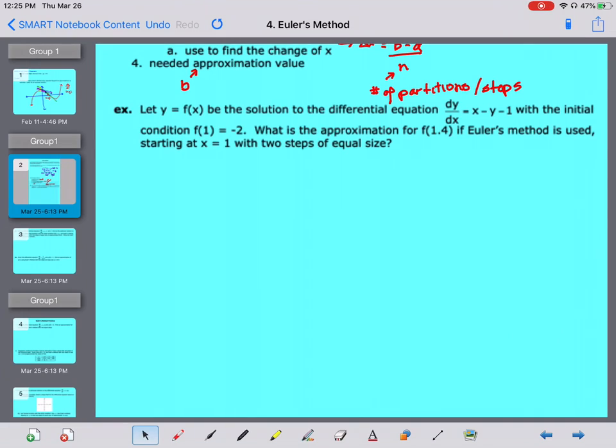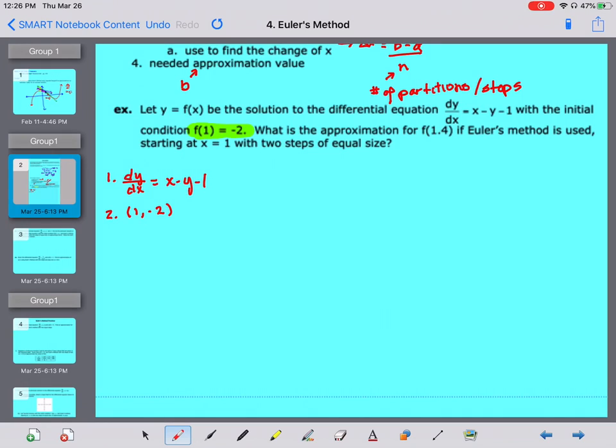So the first thing that we need in our list is a dy dx. And we do have that. So our dy dx for this problem is in fact x minus y minus 1, an implicit equation because our x's and our y's are mixed. The second thing we're going to need is our starting point. And that starting point is often given in function notation. So that starting point right there is our x is 1 and our y is negative 2.